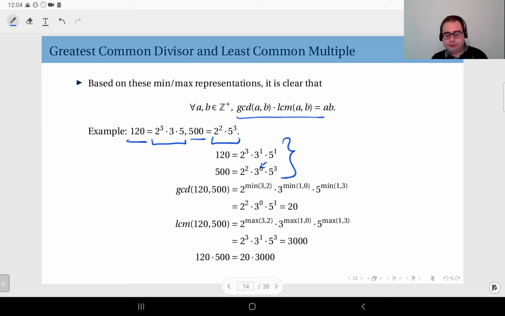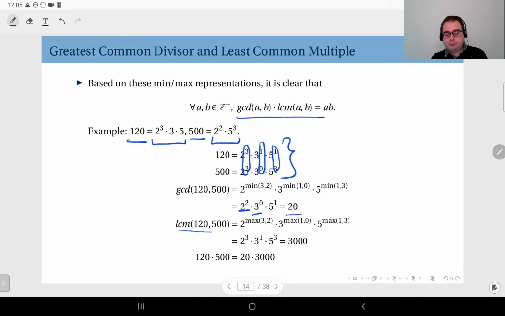Therefore, we write the GCD as 2 to the power, the minimum of these two, so 2 to the power 2, and 3 to the power, the minimum of 1 and 0, so 3 to the power 0, and 5 to the power, the minimum of 1 and 3. Okay, so you get the GCD as 2 to the power 2 times 3 to the power 0 times 5 to 1, which gives you 20.